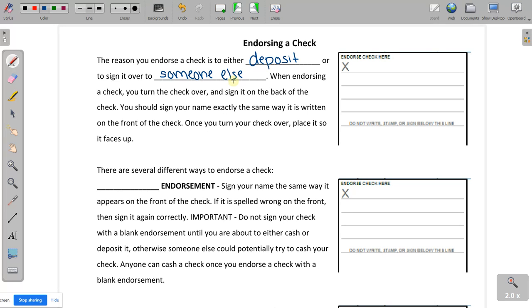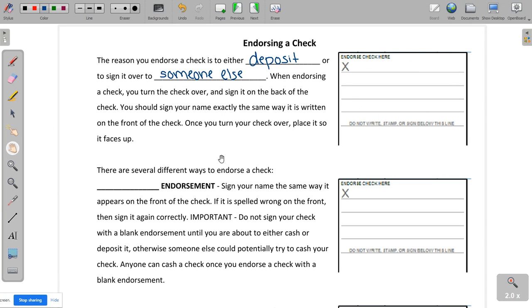For example, if you received your paycheck, but you don't have time to go to the bank to cash it, you can sign it over to your mom, and your mom can go cash it for you. So when you are endorsing a check, you turn the check over, sign it on the back of the check. You should sign your name exactly the same way as it's written on the front of a check. You do not want to write below the line. So all your writing and signature will be above.